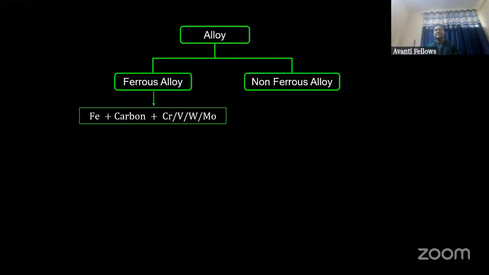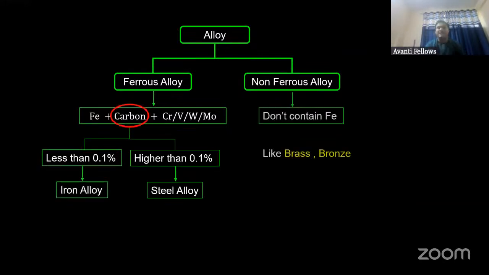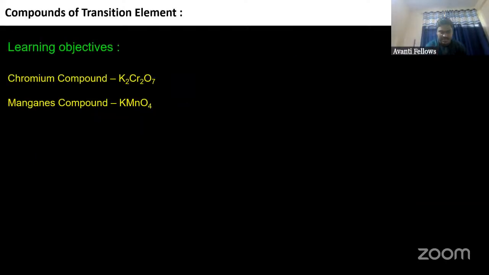Now let's see the classification of alloy first. So alloy are classified into two types: ferrous alloy and non-ferrous alloy. Ferrous alloy means they contain iron, right? And apart from iron, they contain certain metal or non-metal as well. But the main constituent is iron. And the non-ferrous alloy, they don't contain iron, like brass and bronze. So when the carbon content is less than 0.1%, they are called iron alloy, or higher than 0.1%, then they are called steel alloy. So remember this thing. Okay.